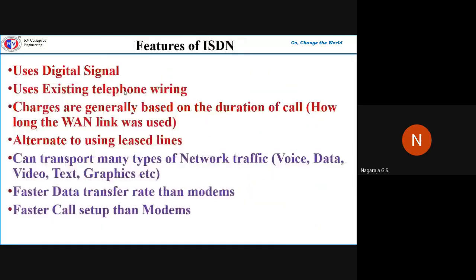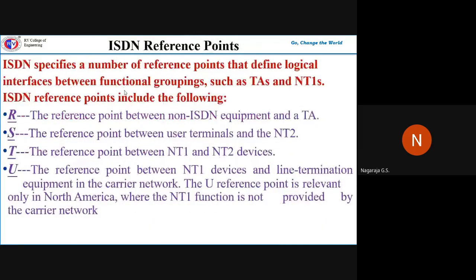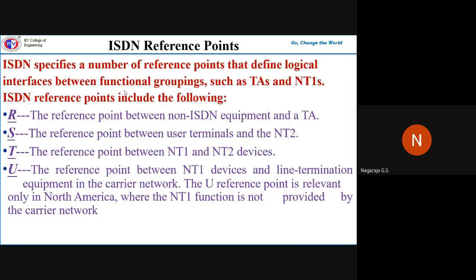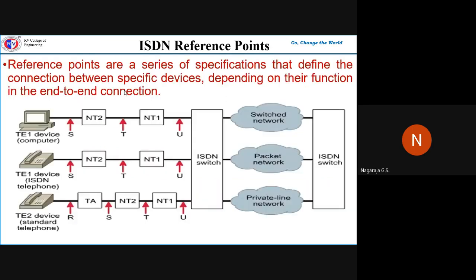See, this is where I'm trying to talk about it. These are the ISDN components: network termination type 1 and network termination type 2. Then these are some of the interface links we use in ISDN. This is the ISDN network, and I'm trying to relate all the grouping functionalities to this particular network.